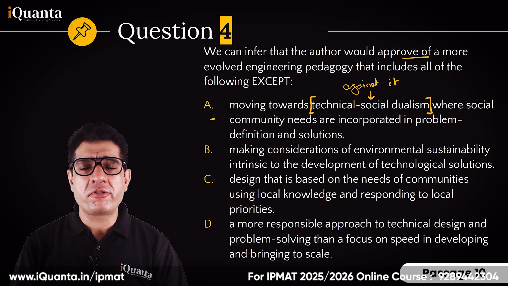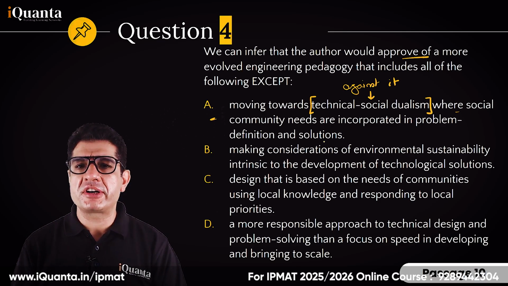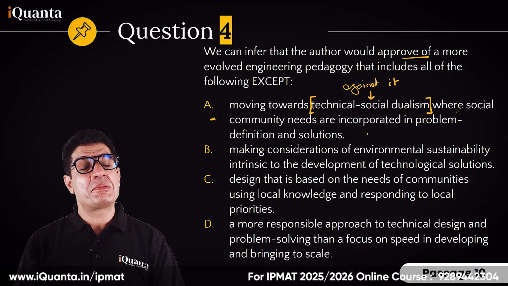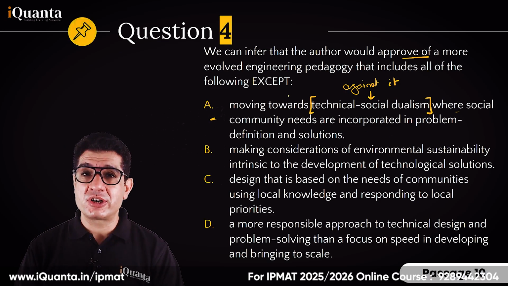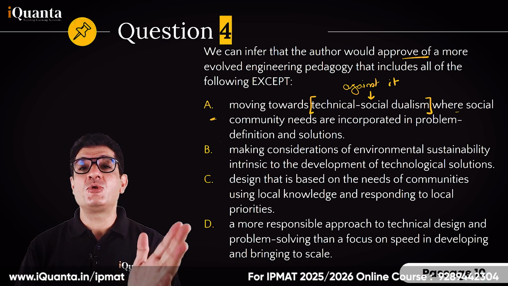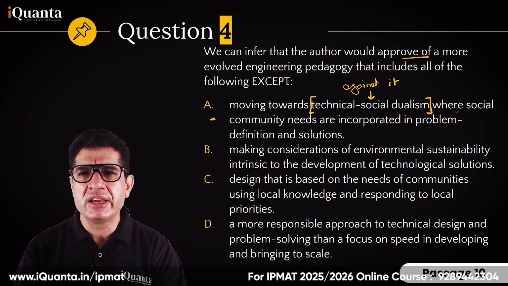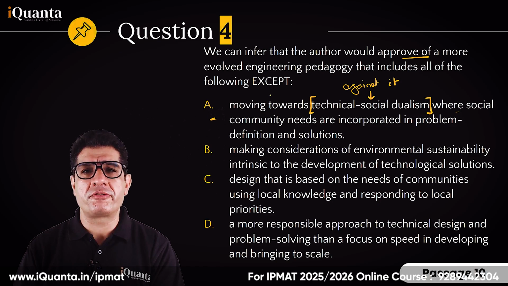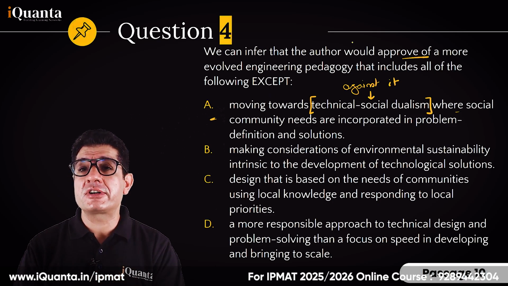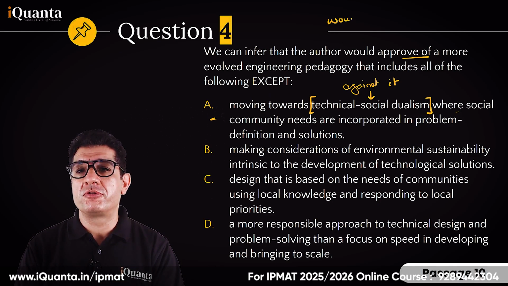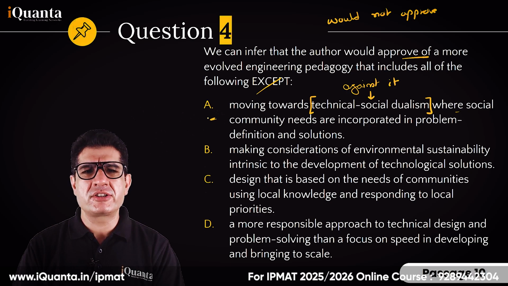So will he approve of it? No. Then let's see the next part where social community needs are incorporated in problem definition and solutions. Yeah, but that's not what happens in technical social dualism. In that dualism, you ignore those other things. So the first half is definitely contradictory and therefore the author will not approve of it. We are looking for something that the author would not approve. Notice if I remove this except, it basically becomes would not approve. So the author will not approve of it. So A can be our answer.